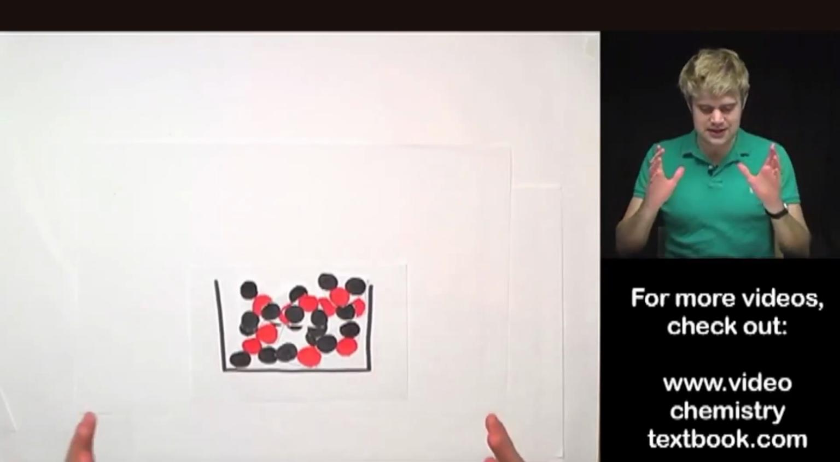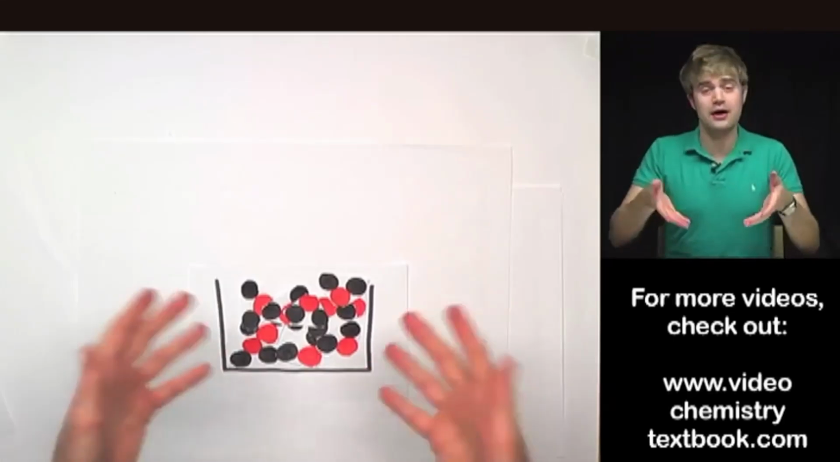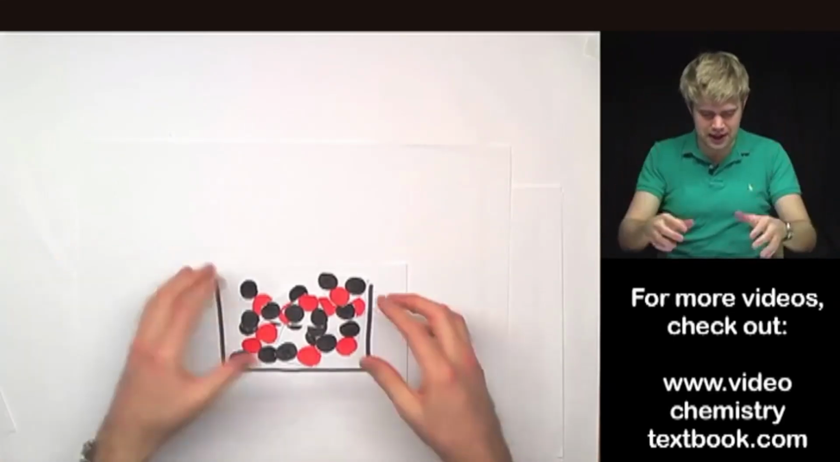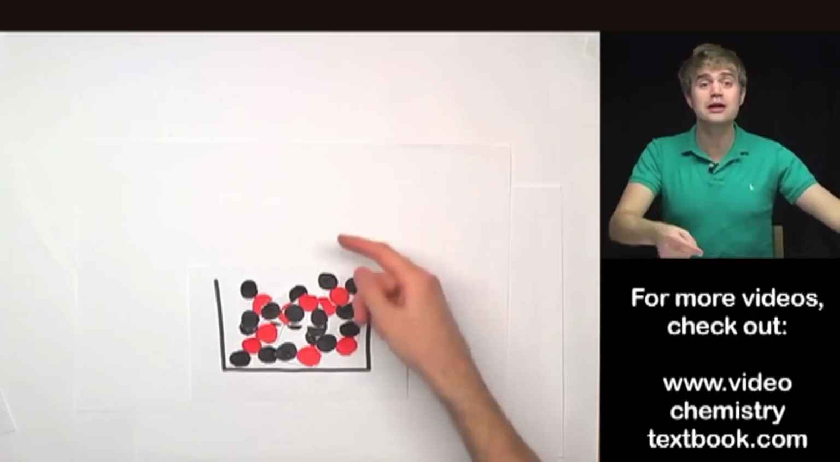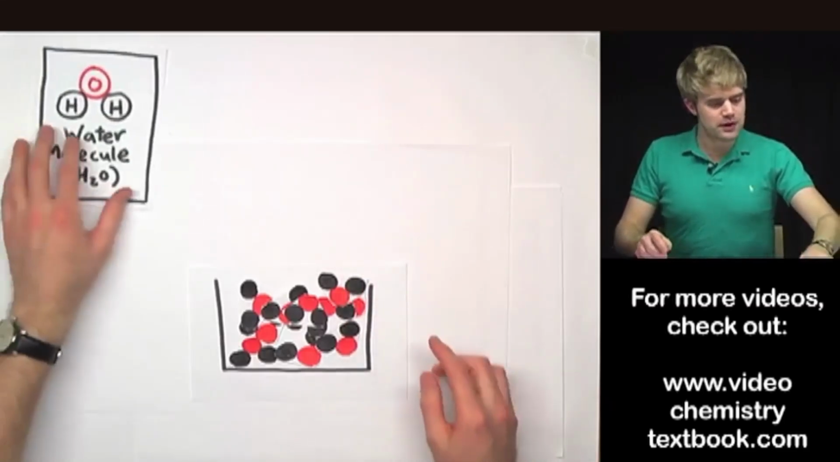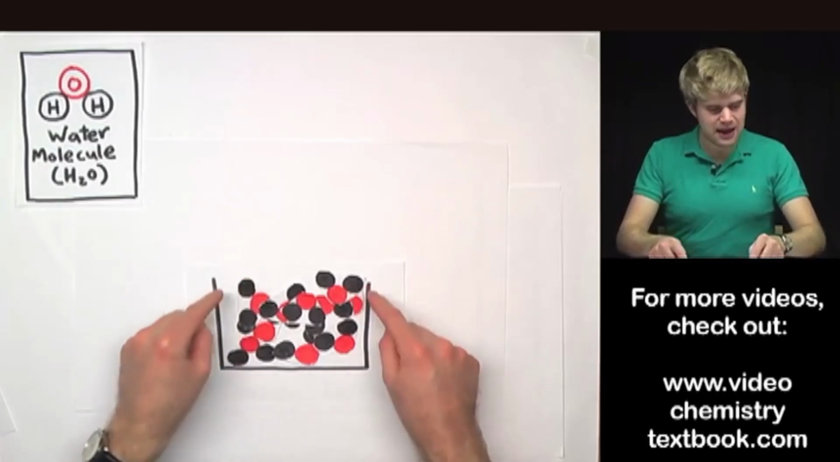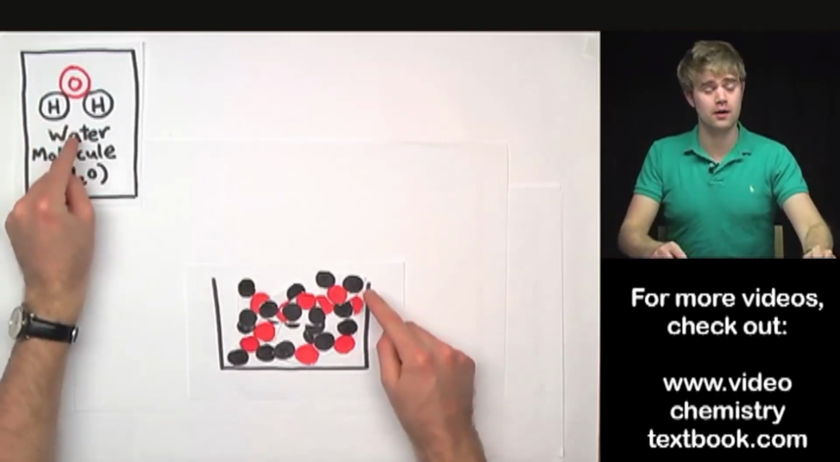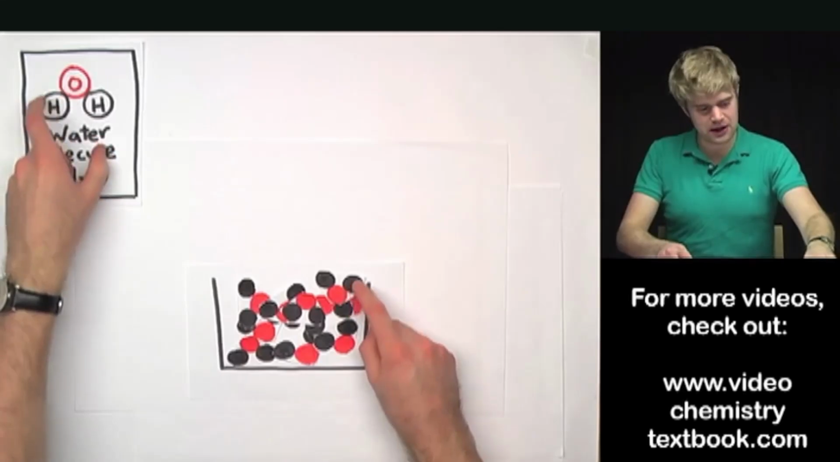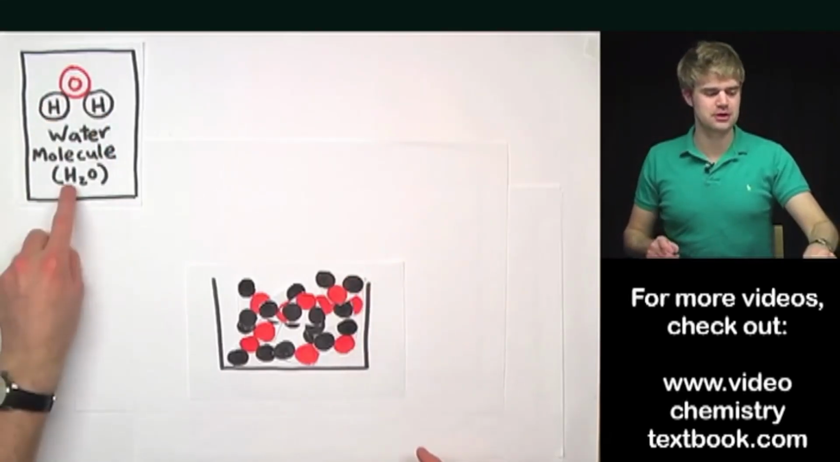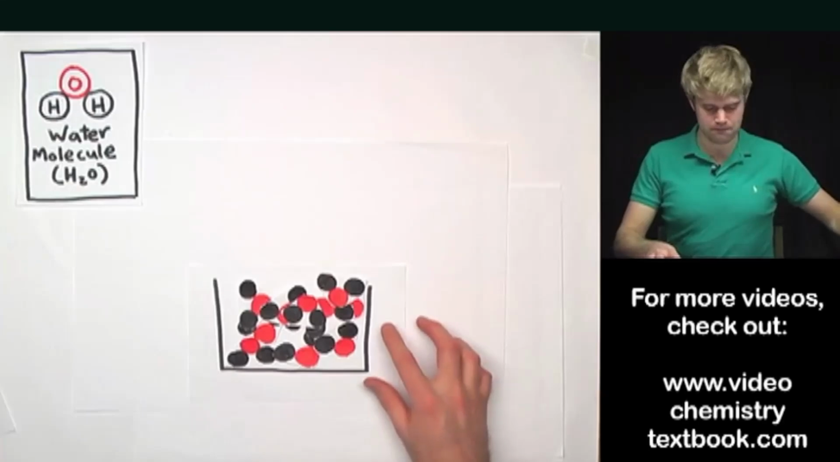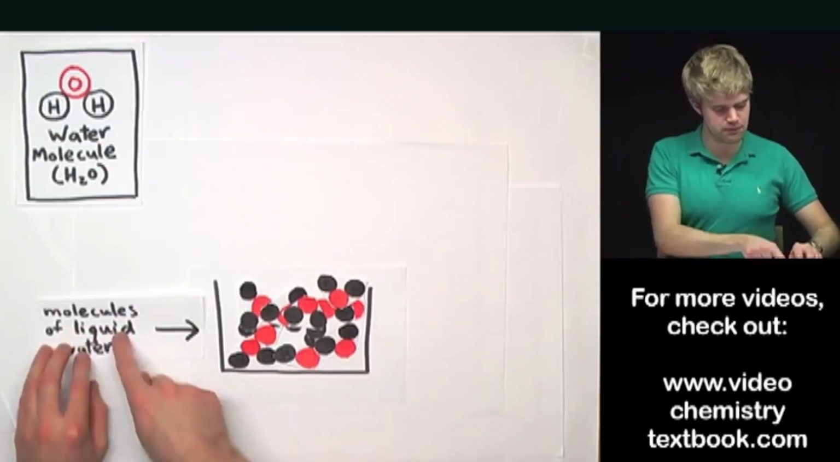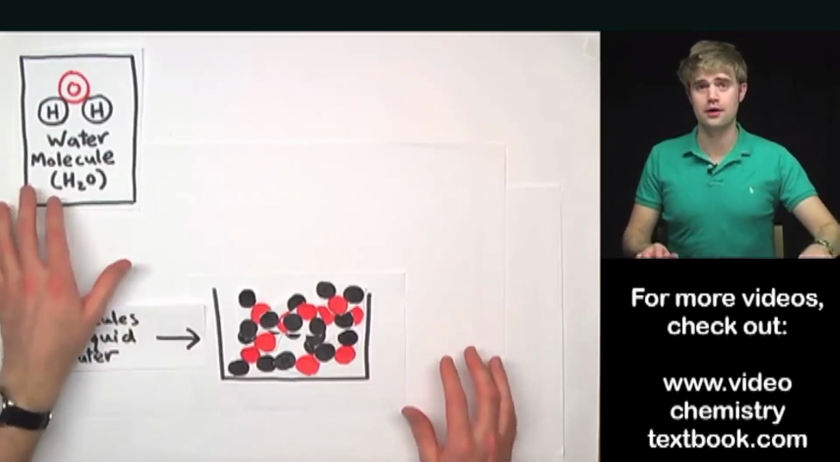So here is a very tiny glass of water. Well, it's a tiny glass of water that we've zoomed in zillions and zillions of times so we can see what makes it up. And what we see is that this glass of water is made of all of these water molecules. One oxygen atom connected to two hydrogen atoms. That's why we call it H2O. So our glass here contains lots of molecules of liquid water.